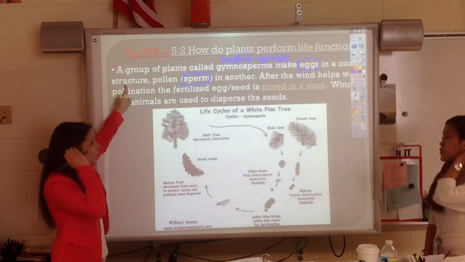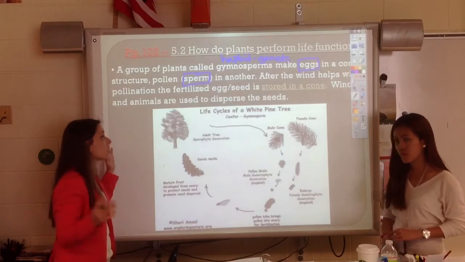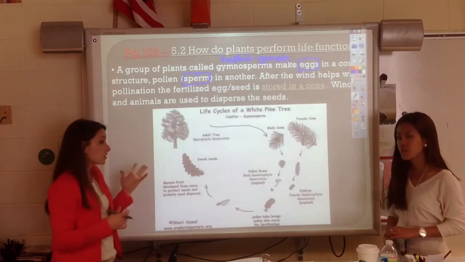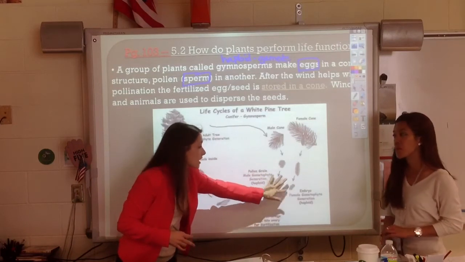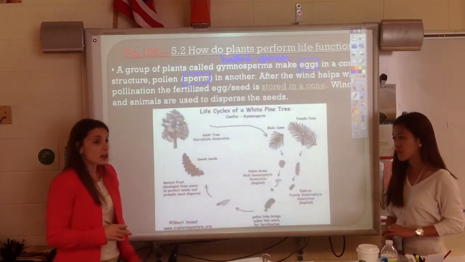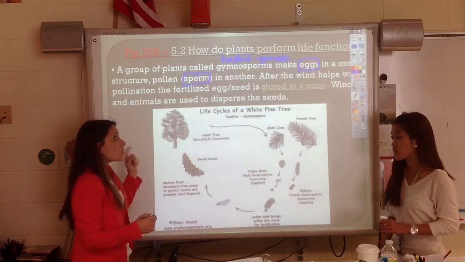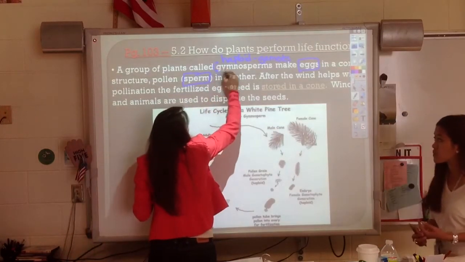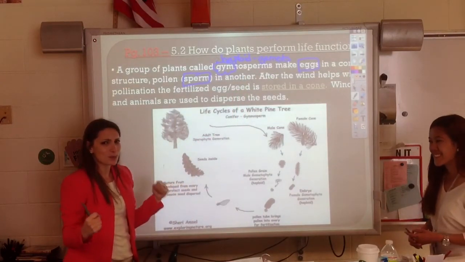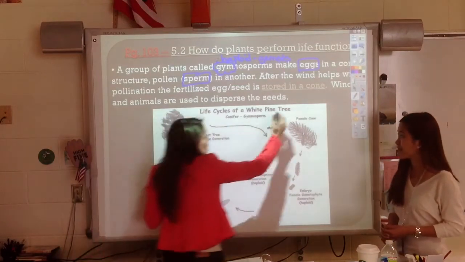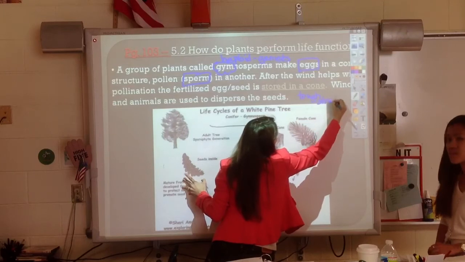So gymnosperms are actually just going to use the wind. They're going to produce a ton of pollen, and the wind is going to help move the pollen around until it lands on the female cone, and then it will fertilize to make the seed. The seed gets stored in a different type of cone. Now, one way to remember this is I always think of the word gym, and I think of tough people being at a gym, people who go to work out. And so the cone is a pretty tough structure to protect the seed.